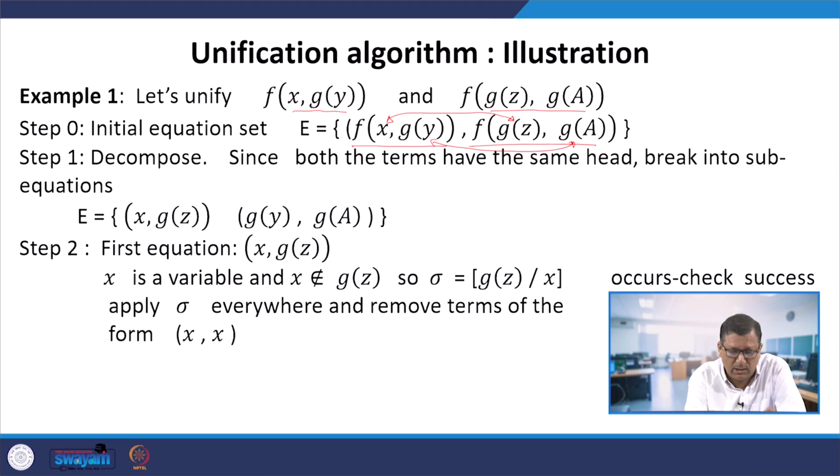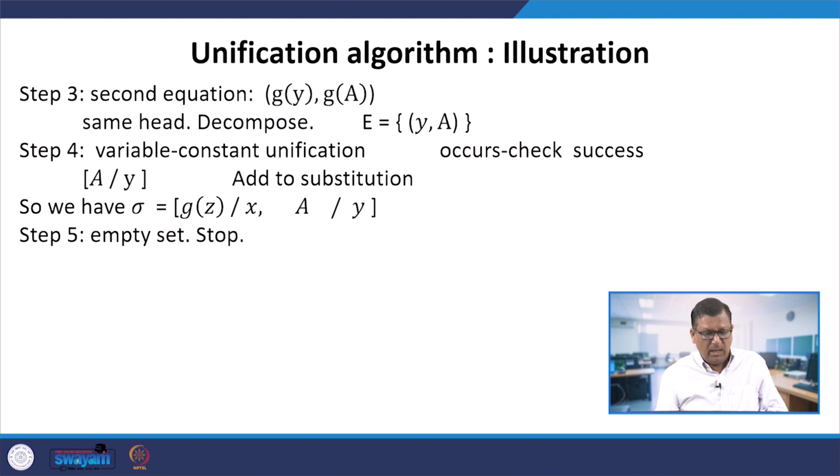So consider the first equation. We have to see whether the occurs check is a success or not. x is a variable, x does not occur in g(z), so the occurs check is a success. So we can do the substitution, replacing x with g(z), so you get sigma. Apply it everywhere. If we do this, both sides will be the same, so then we can remove this part. Next, we have to consider the second equation. Now in our equation set, we have only this thing.